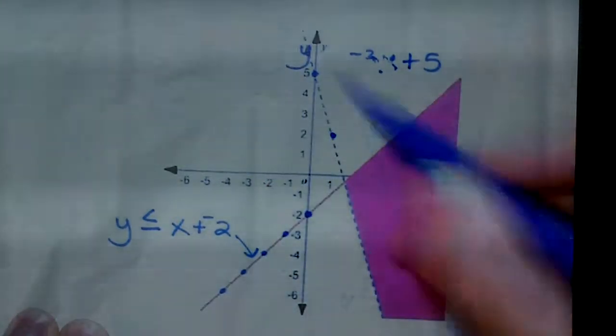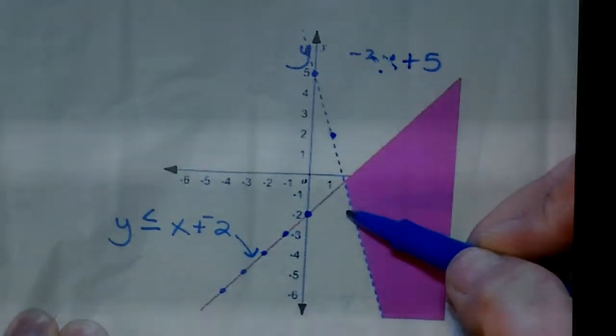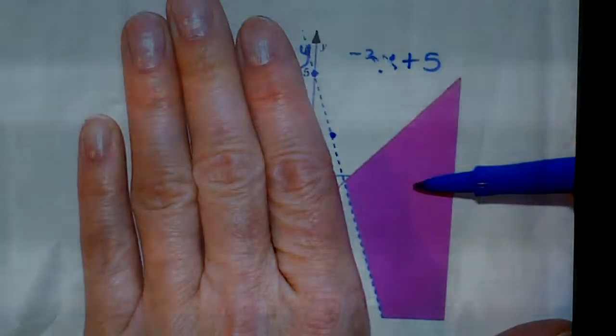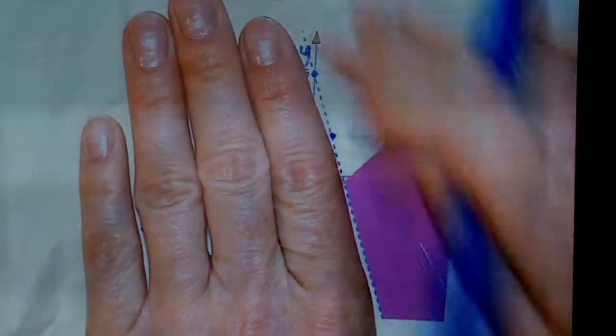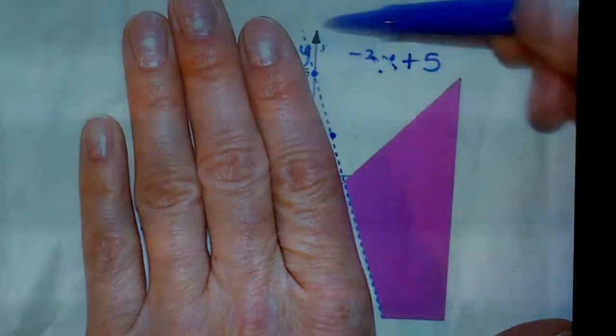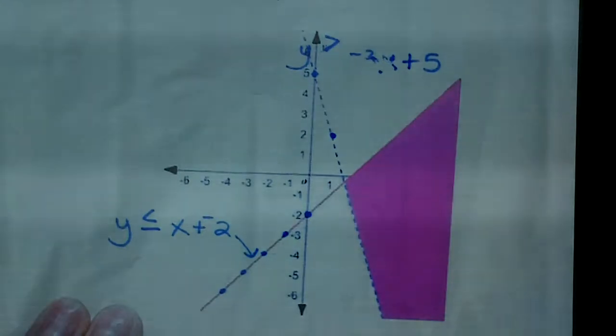Y equals something, but it's not equal because it's an inequality. It's a dashed line, so I'm not going to have the line underneath it. Now on this line, in order to be in this shaded part, I would have to shade this area here, which ends up being above my y-intercept. So this graph would be y is greater than -3x plus 5.